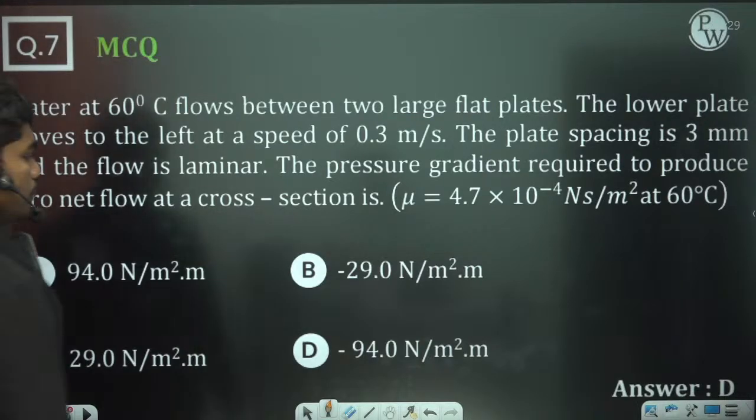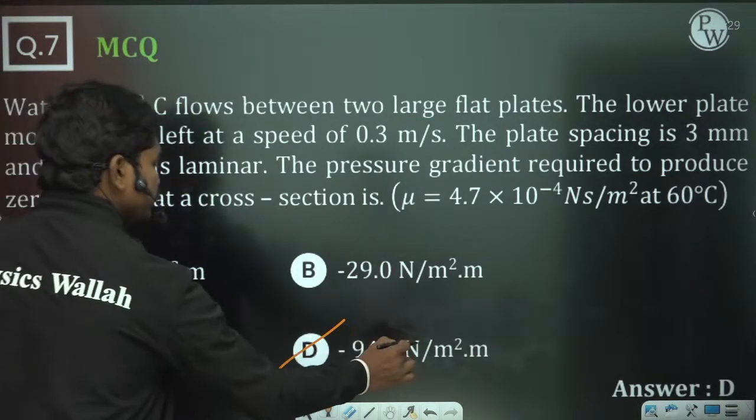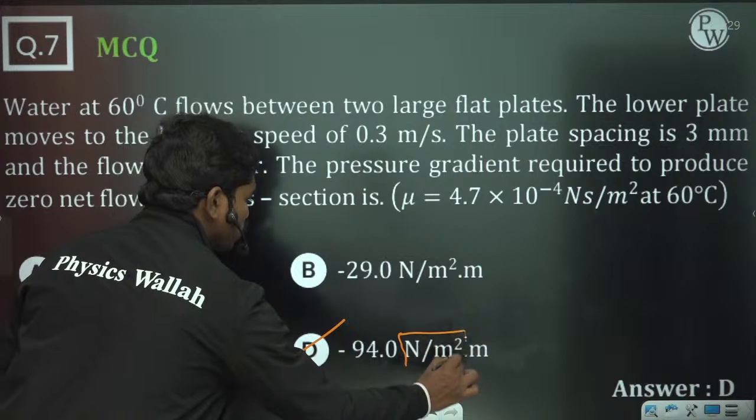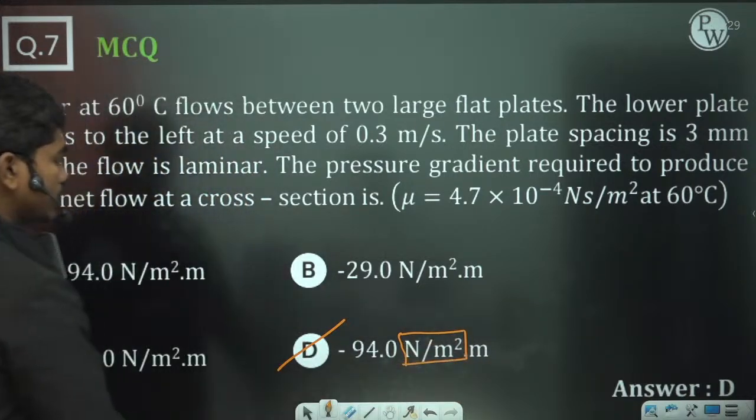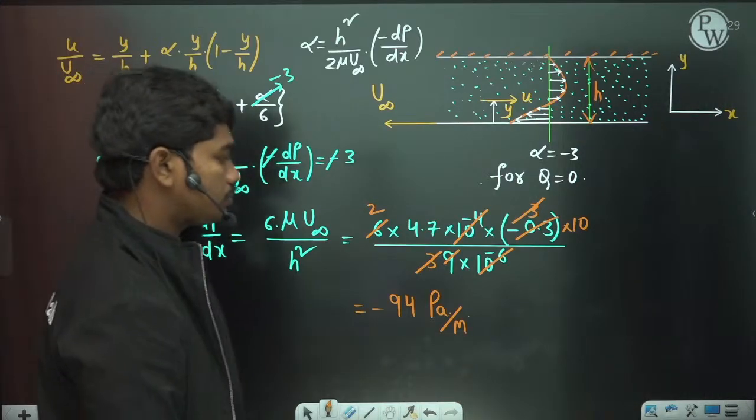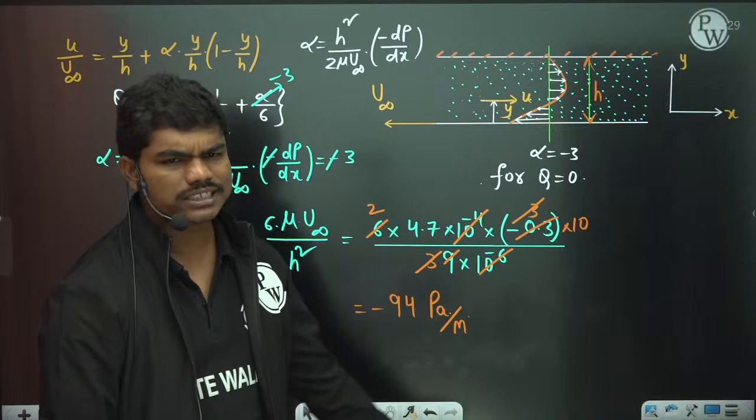So let us check, minus 94 Newton per meter square, okay. This is nothing but your Pascal, so pascals per meter actually, okay. So minus 94 Pascal meter, clear? A very simple question, okay.